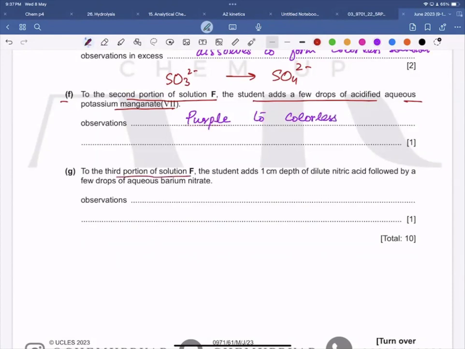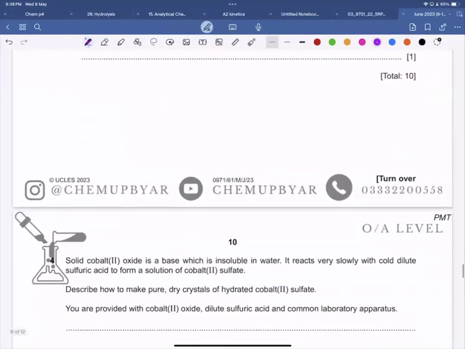To a third portion of solution F, the student adds 1 centimeter depth of dilute nitric acid followed by a few drops of aqueous barium nitrate. Okay. As they have told you, sulfide. So sulfide does not show white precipitates over here. No change. Yes, very good, Umar. With the sulfate, we get the white precipitates. With the sulfide, we don't. Okay, it's clear to all of you.